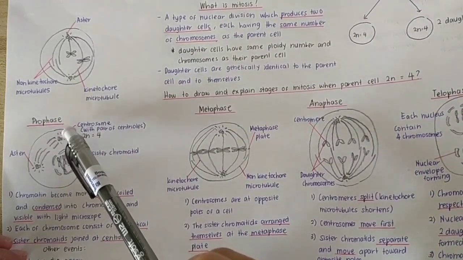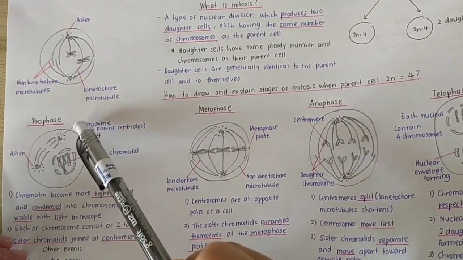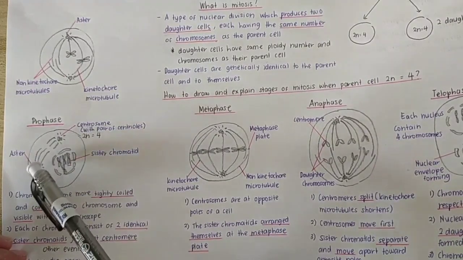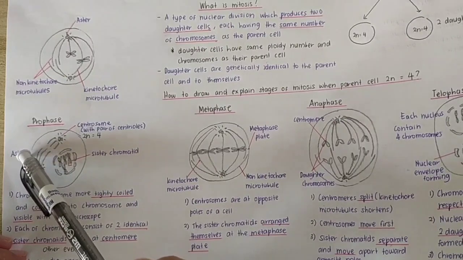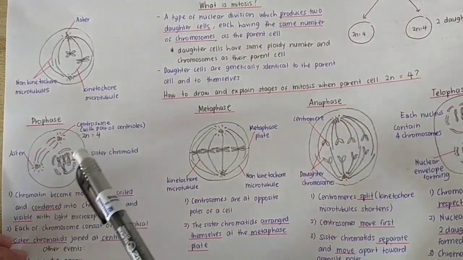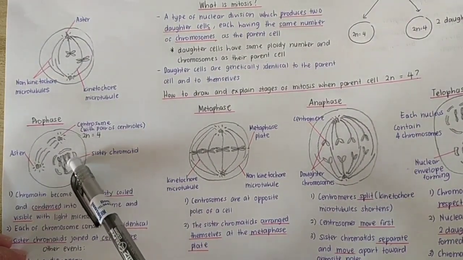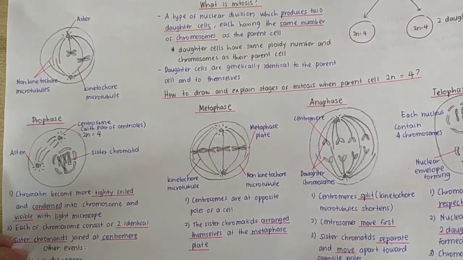And then you have to draw the other structures in this cell. So let's say here, this is the centrosome with a pair of centrioles. And then this is also a centrosome with a pair of centrioles. And then the star-shaped structure here, we call the aster. Based on the structure of the chromosome here, dia punya appearance dia adalah di dalam bentuk sister chromatid.